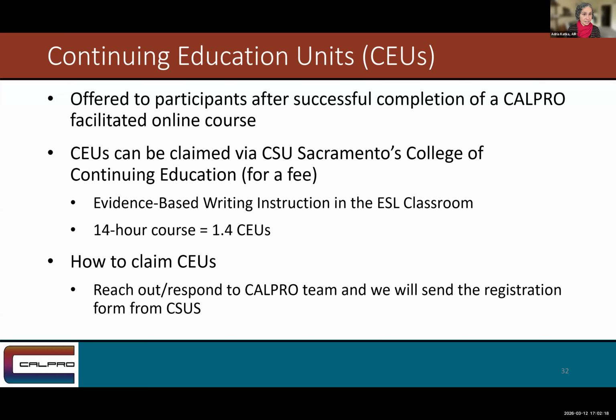If you are interested in that, just be on the lookout after the end of the course. Within about a week after the course closes, our CalPro team will send you information about what to do. If you're interested, let us know and we'll give you the registration form. There is a fee attached, somewhere around $65 to $75, and that is handled directly with Sac State. But I just wanted you to know that you'll get a certificate either way, and you can also apply for CEUs if you wish. So that's where we finish.